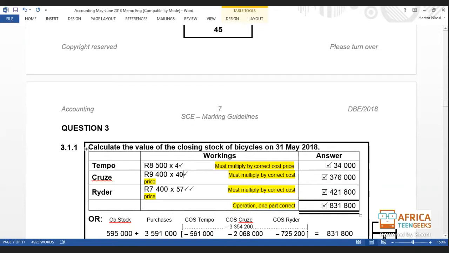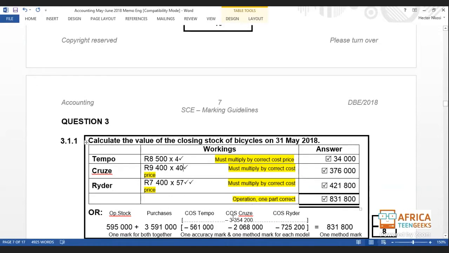Or what you could have done, you could have used this method. You could have said those were your opening stock plus your purchases, then minus the cost of sales for Tempo, minus the cost of sales for Cruise, minus the cost of sales for Raider. You would get the value of the unsold stock. So you could have just calculated like this, and you are still going to arrive at one answer, 831,000.